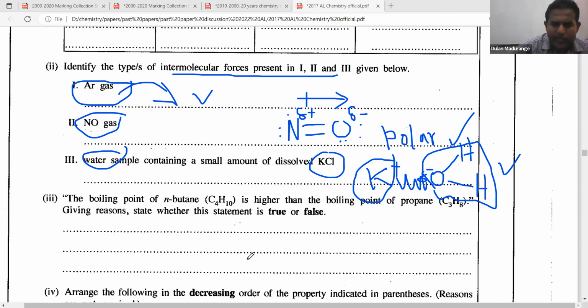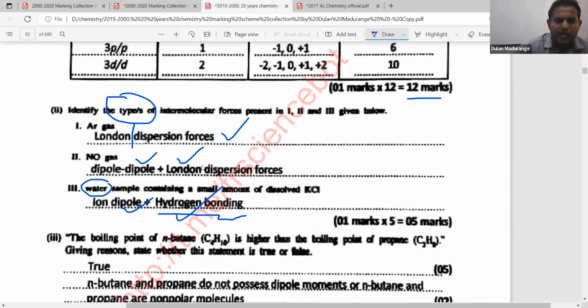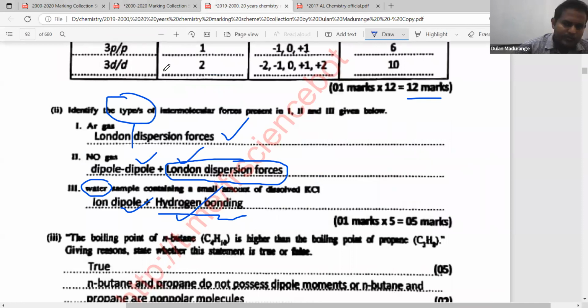I wrote only dipole for N. So if you have written only dipole, you get marks for that. I mean, then London dispersion process, you won't be getting this mark. We have to mark independently. No issue. If you have written any other answers, we'll just check only the first two answers. Right?